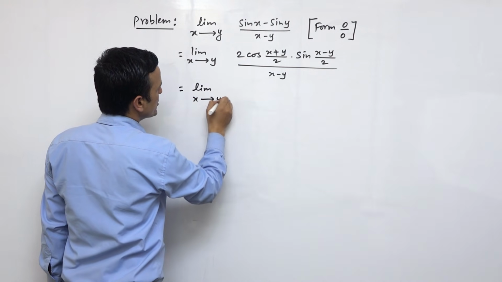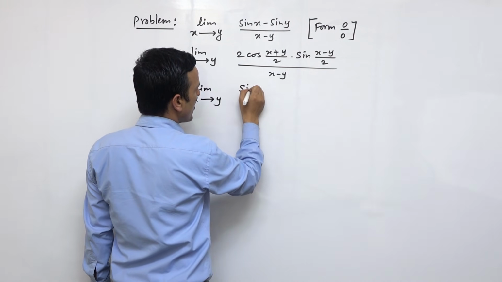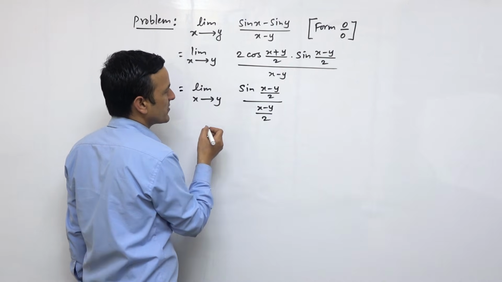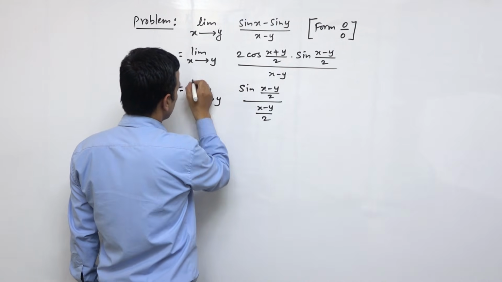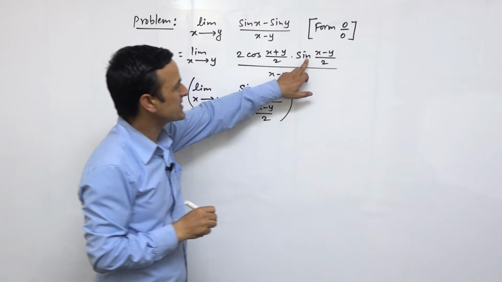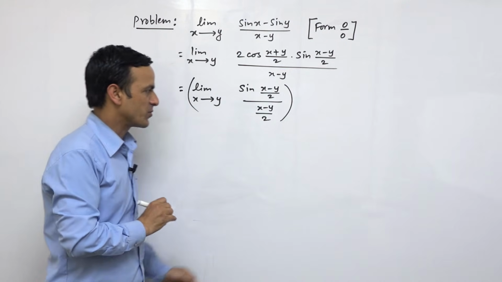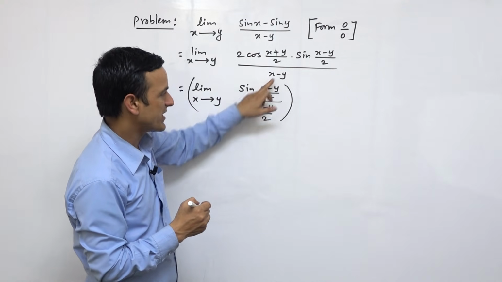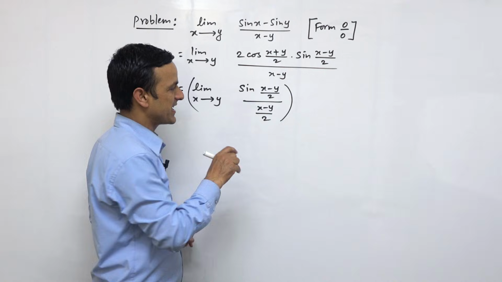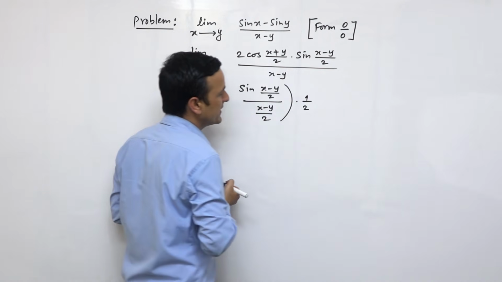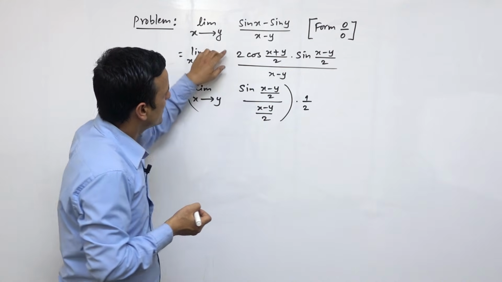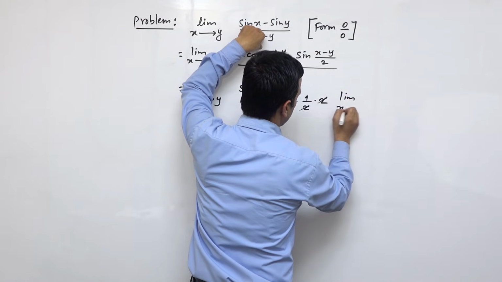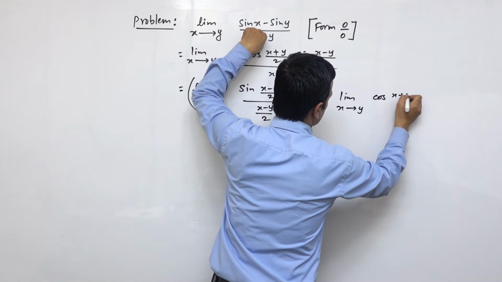So limit x tends to y. Now we can arrange the term like this: x minus y by 2 divided by x minus y divided by 2. This is one of the standard formulas. We must arrange it in the form of sin theta divided by theta, so whatever the angle of sin is, we put it in the denominator. The x minus y is the same, but we have an extra 1/2 term dividing. So we multiply by 1/2 to balance the division and multiplication together, and this 2 is already with us. Finally this 2 and this 2 cancel, and the limit x tends to y of cos x plus y divided by 2 remains.